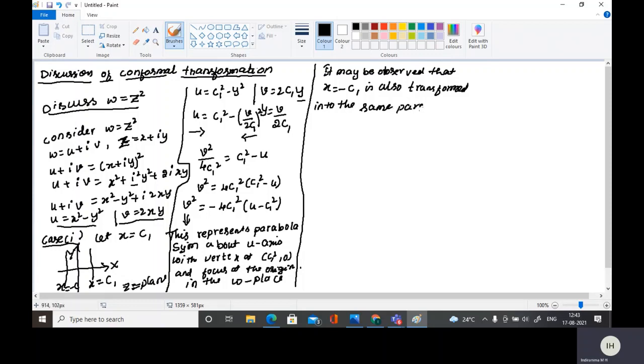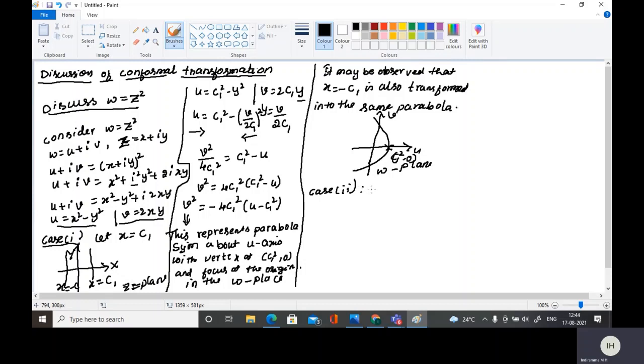Same parabola. I will write that parabola in the end, or you can write here itself. It is a parabola symmetric about the u-axis with the vertex c1 square comma 0. This is the u-axis and this is the v-axis, the real axis in the w plane, with the vertex c1 square comma 0. Okay, next I will go for case 2.